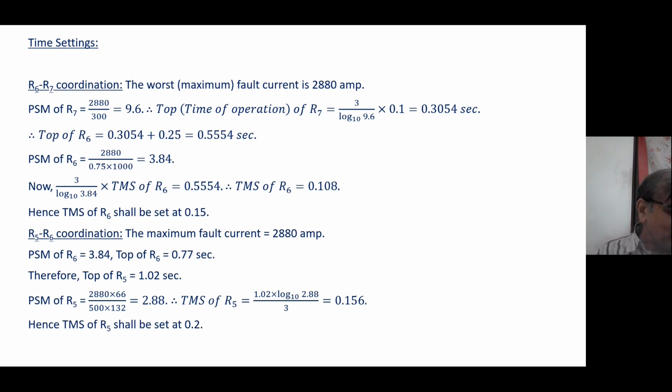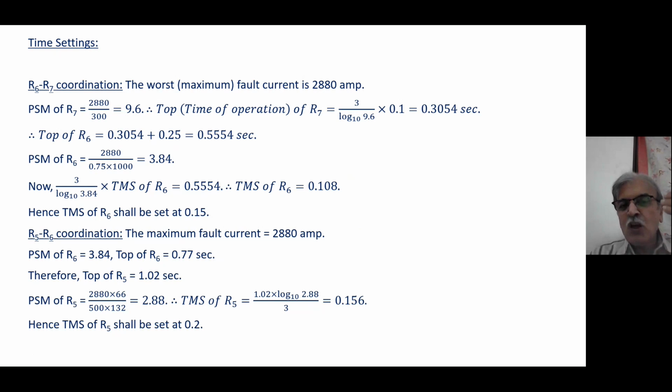Fault current for R6 is 2880. I cannot change the current because I have to compare for same current. My plug setting is 75% of 1000. So that takes me to PSM 3.84 for R6. PSM of R6 3.84. 3 upon log PSM into TMS is equal to time, which is 0.5554. I know. So TMS is unknown, which I can calculate 0.108.